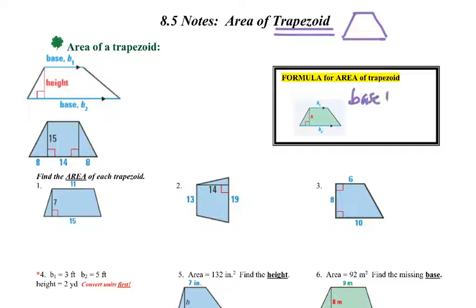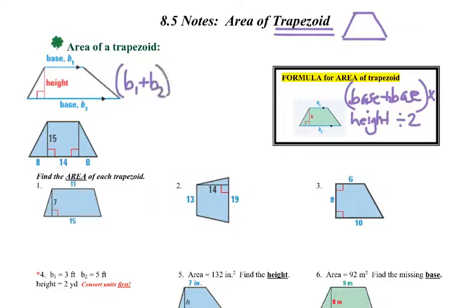Base plus base times height divided by 2. Or you might see it like this, B1 plus B2 times H divided by 2. It's the same thing. We're going to add up the two bases, times it by the height, and then divide by 2. So this little example here has two bases.